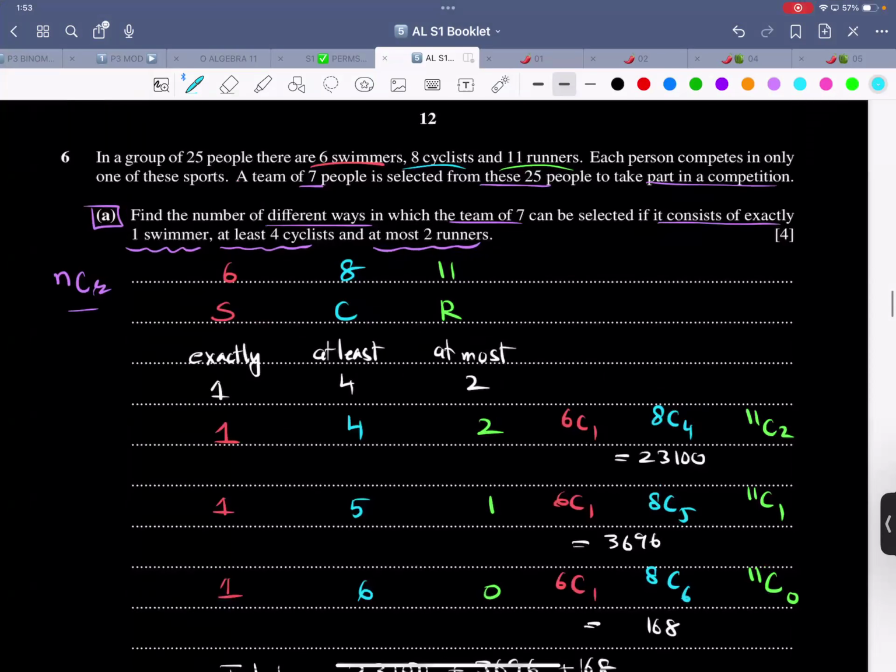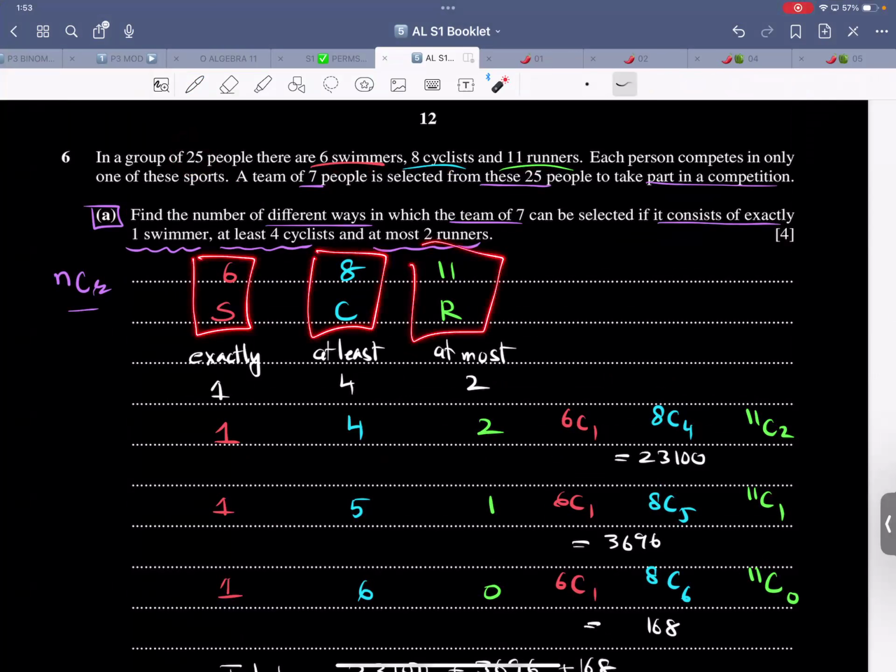The question is about, in a group of 25, there are 6 swimmers, 8 cyclists, 11 runners. Each person competes in only one of these sports. A team of 7 is to be selected from these 25 to take part in a competition. Find the number of different ways in which the team of 7 can be selected if it contains exactly 1 swimmer, at least 4 cyclists, at most 2 runners. So at least 4, at most 2.